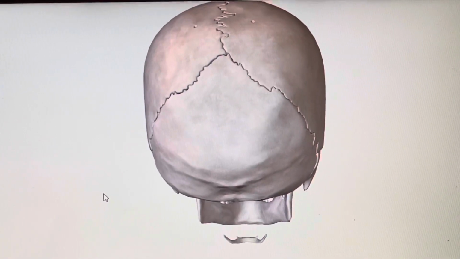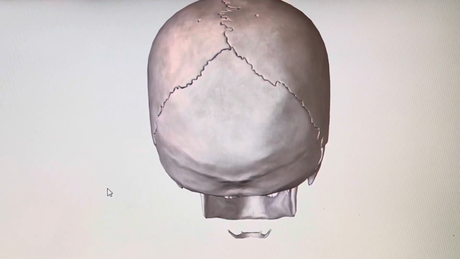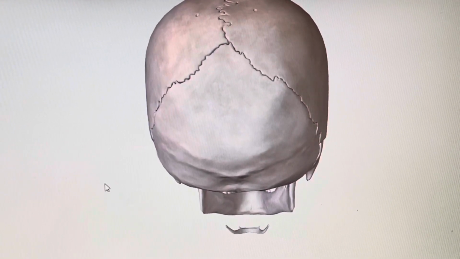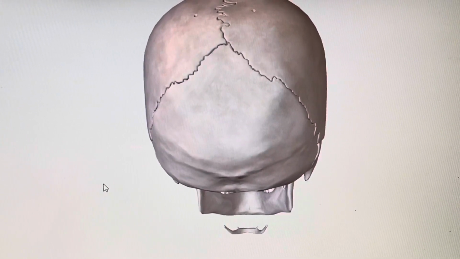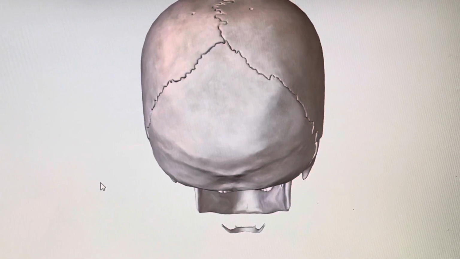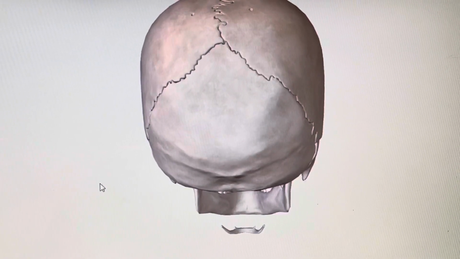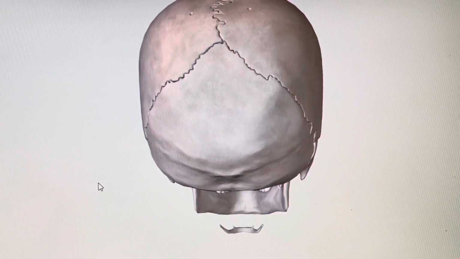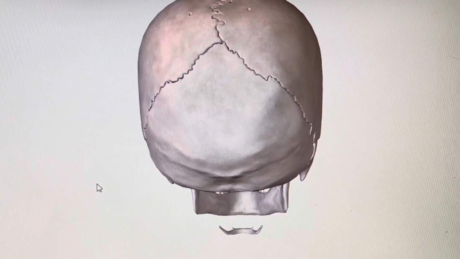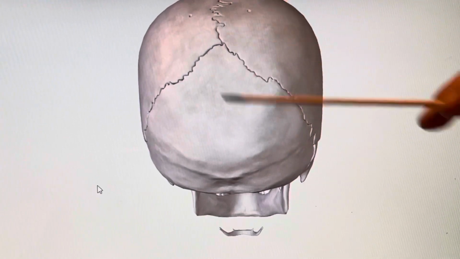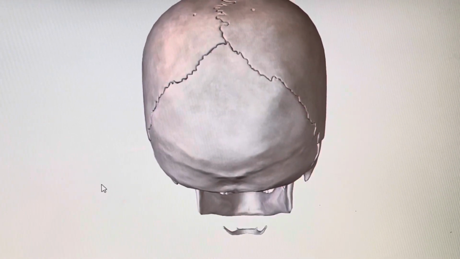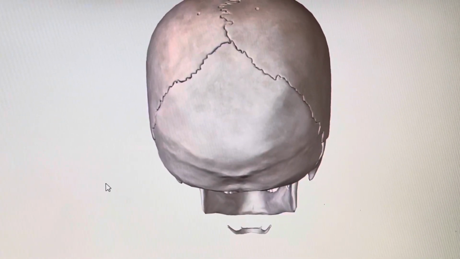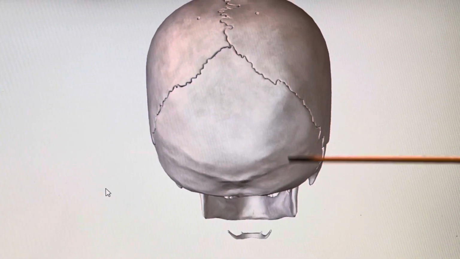Today we will review the cranial and the facial bones. The cranial is divided into two main classifications. The neurocranium, which is the upper and back part of the skull. In this zone, we have the cranial bone.